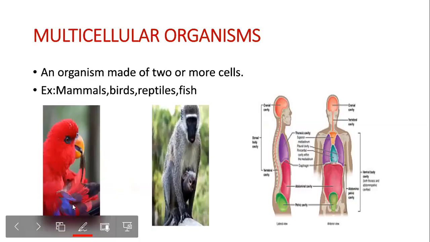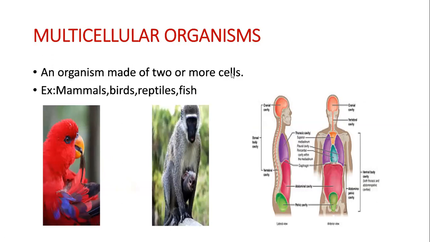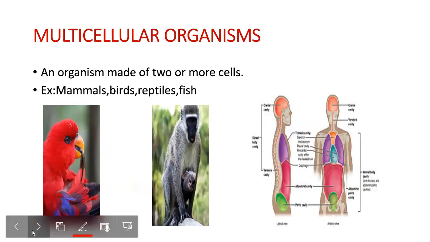Now coming to multicellular organisms. Like I told you, an organism made up of two or more cells is called a multicellular organism. Birds, mammals, reptiles, fish, all are multicellular organisms.